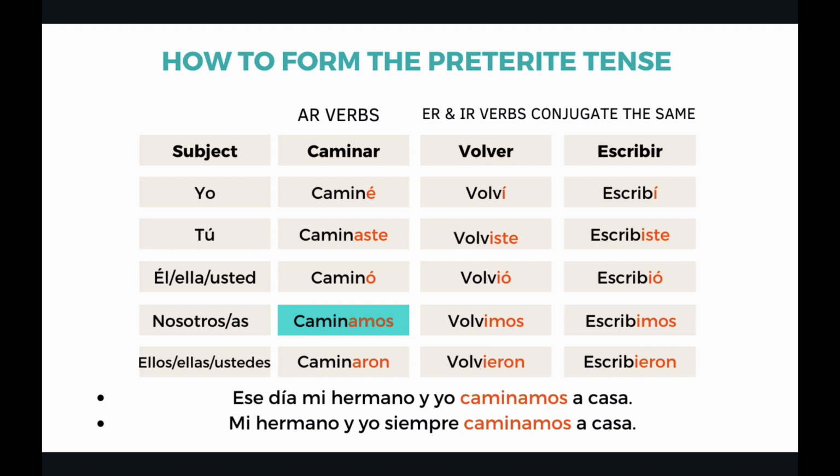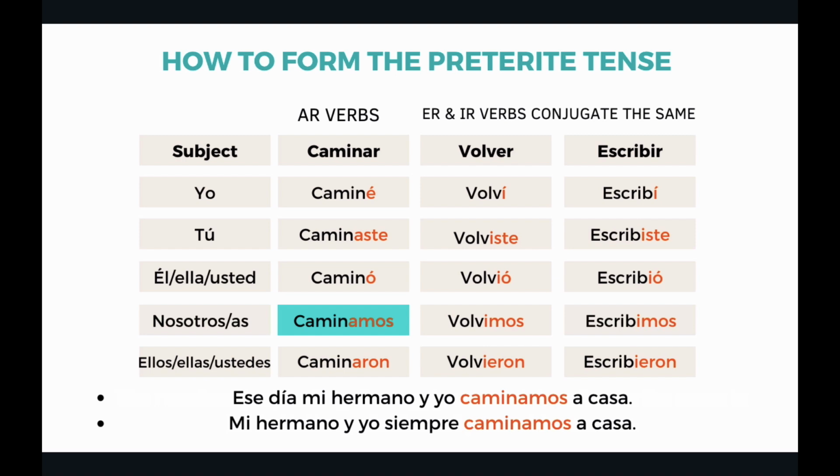Even though it can be walk or walked, it has to be walked in this sentence, right? Because we said ese día, that day. Look at that second sentence. Mi hermano y yo siempre caminamos a casa. So you might say, well, technically, my brother and I always walked home, or my brother and I always walk home would be correct in English. The only thing you have to keep in mind here is that when we're using always, something that habitually happened, we're not going to be using the preterite tense at all.